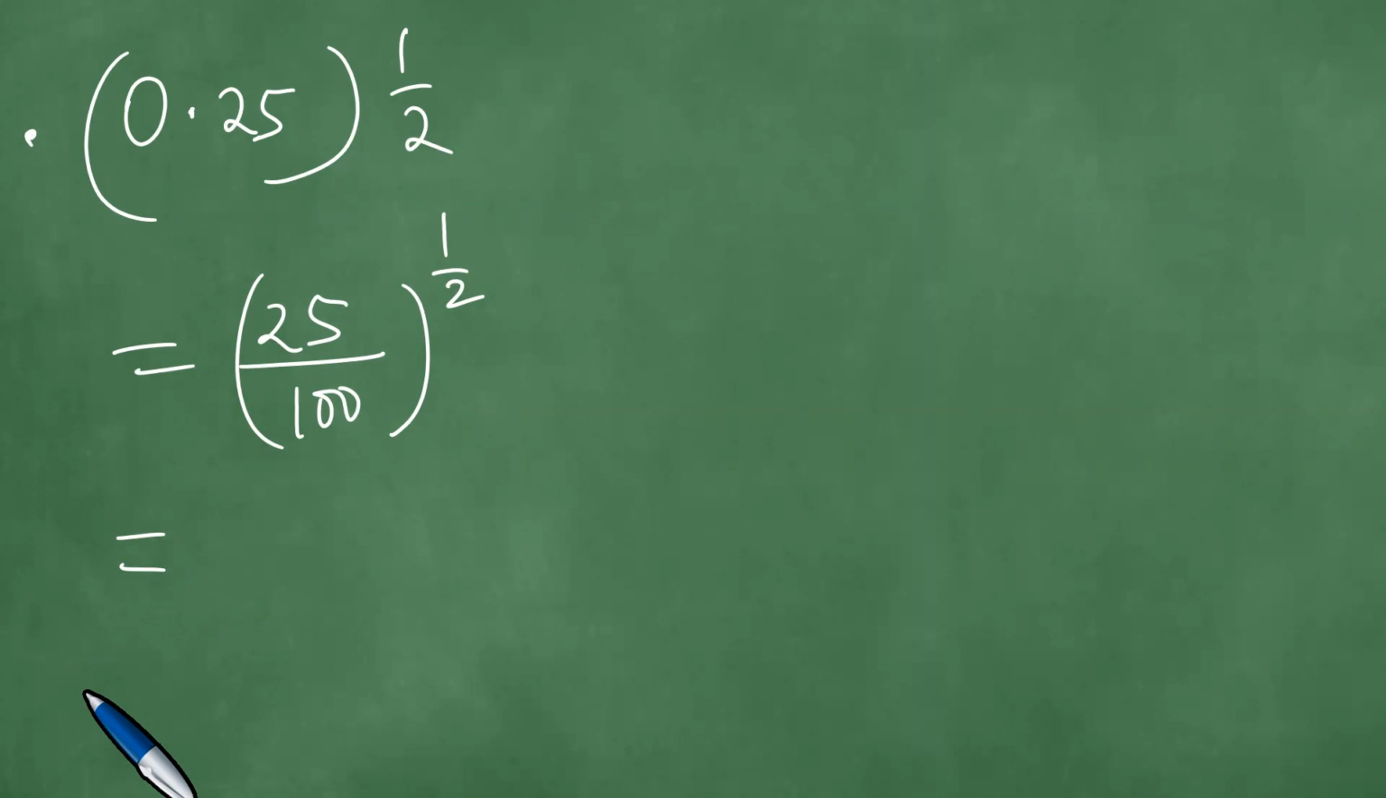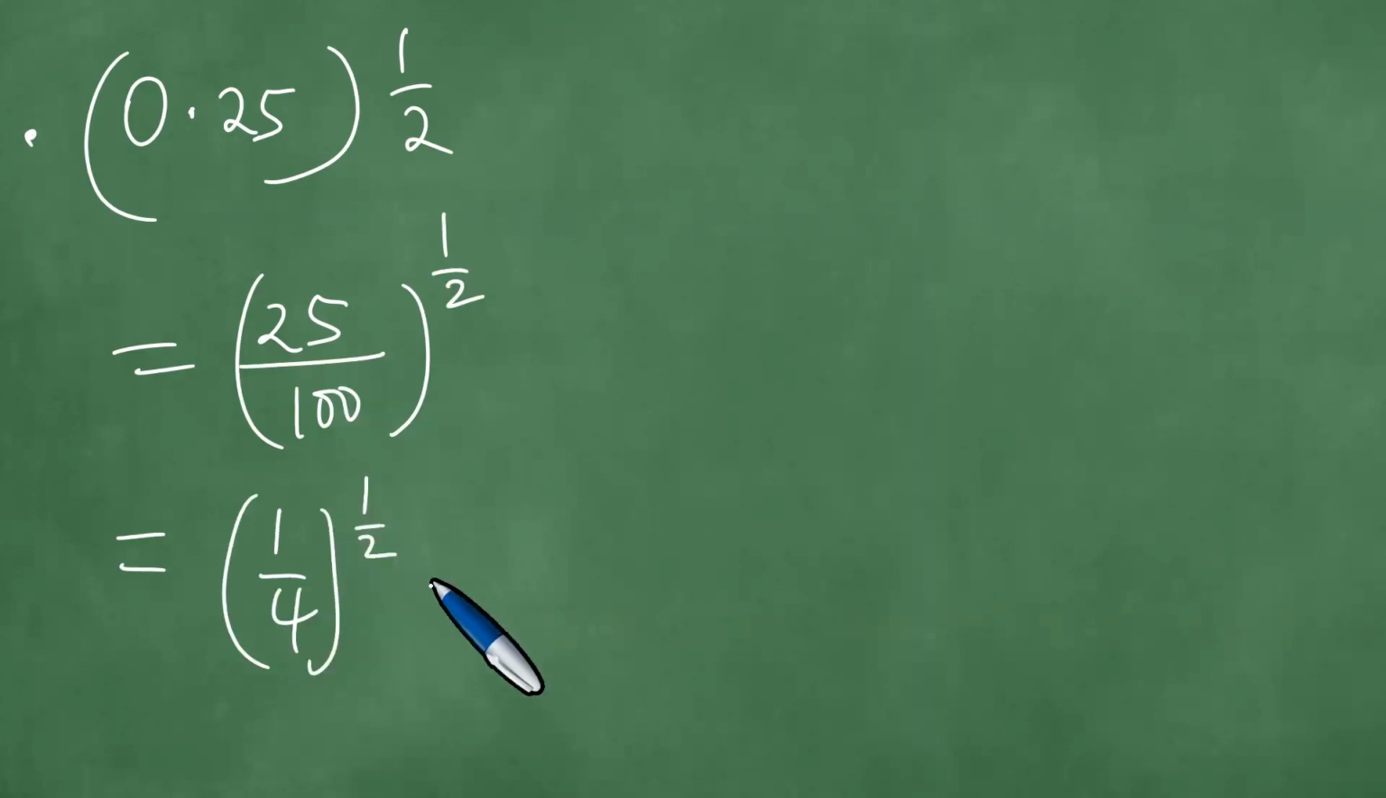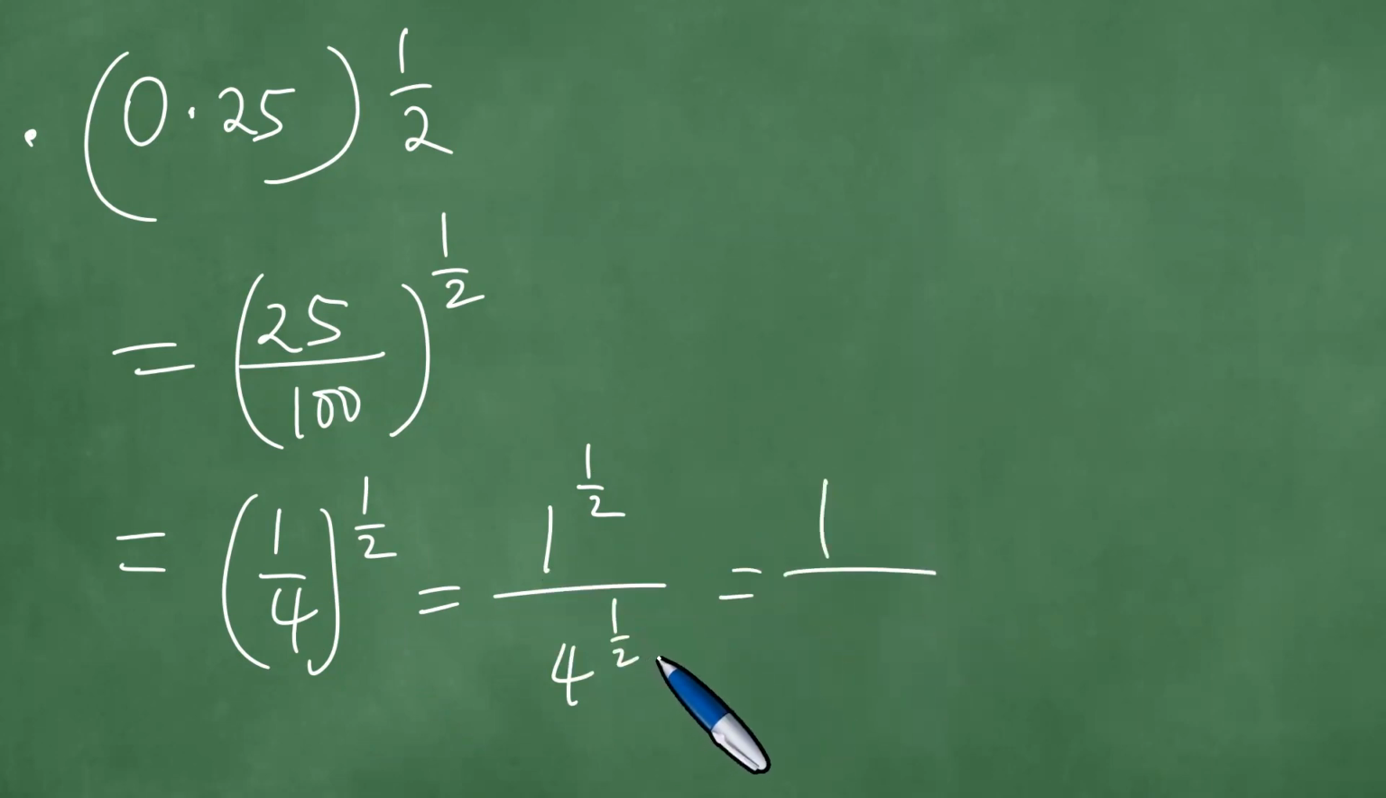I'm not sure. Okay, 100 divided by 25 is what? You take 100, divide by 25. What do you get? 4. Well done. So this one is 1 raised to 1/2 divided by 4 raised to 1/2. What is 1 raised to 1/2? Then what is the square root of 4? 2.